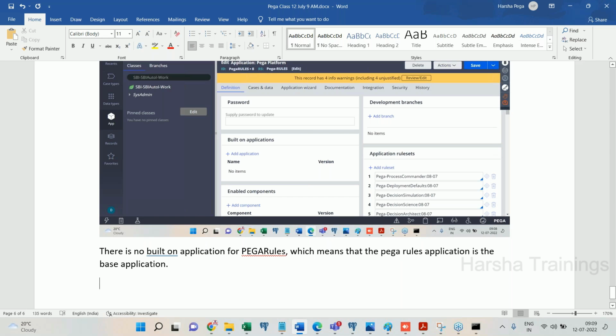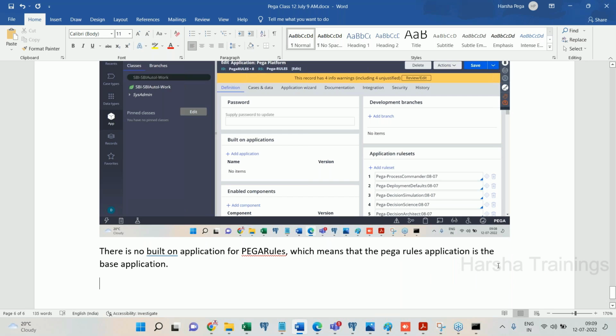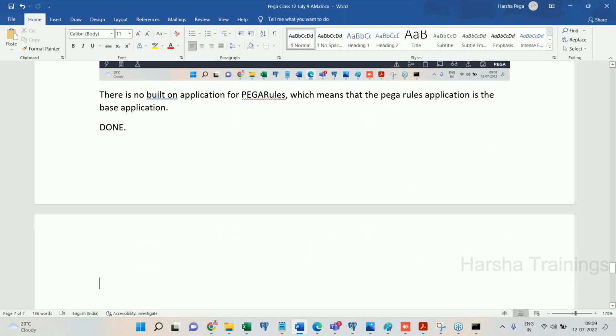Okay. See, there is no built-on application for Pega rules because Pega rules itself is the base foundation for everything that you are creating. So, for example, let us say I'm going to ask you one question now. Okay, all of you. Business is asking me: you create application 1 on top of the Pega platform and application 2 on top of application 1. This is the requirement you got.